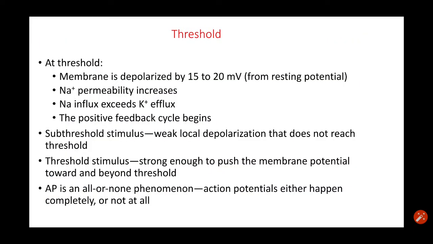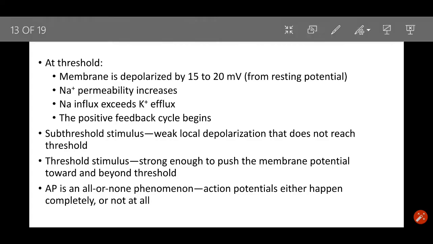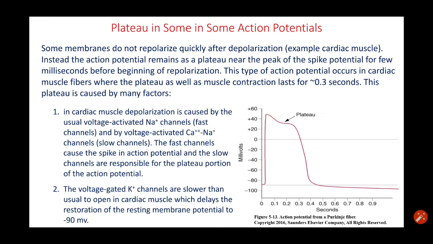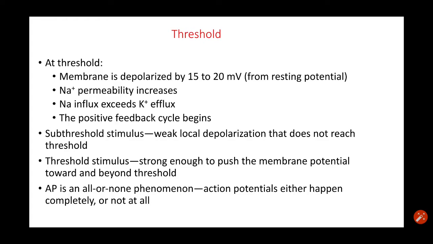Threshold, again, is that place where you need to come. It's approximately 15 to 20 millivolts from the resting membrane potential. You need to come to that point to allow the voltage-gated sodium channels to open. That's when the sodium influx will exceed the potassium efflux, or moving out. If you have a stimulus or voltage less than the threshold, that's called subthreshold, and therefore you may not generate an action potential. Again, when the action potential is generated, in other words, above threshold, you have an all or none response.